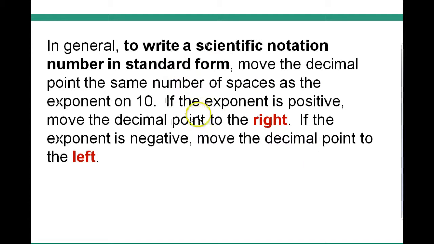And here's a little summary of what we just did. So big numbers are going to be positive exponents. Small numbers with lots of zeros and it's really tiny are going to be negative exponents. And you're moving it right or left depending on the size of the original number.